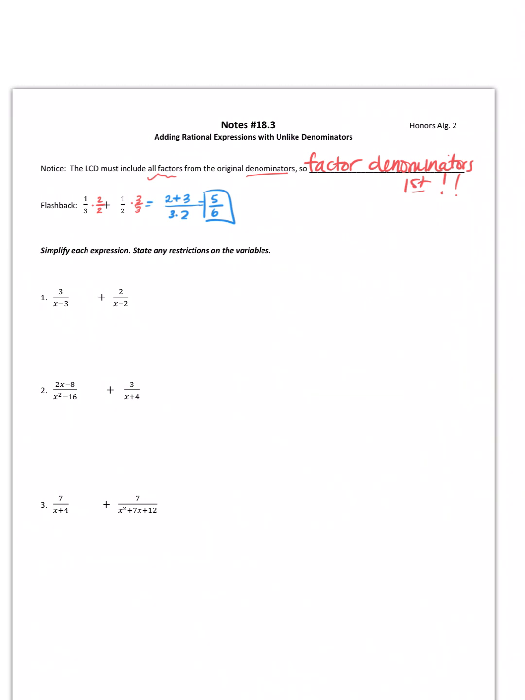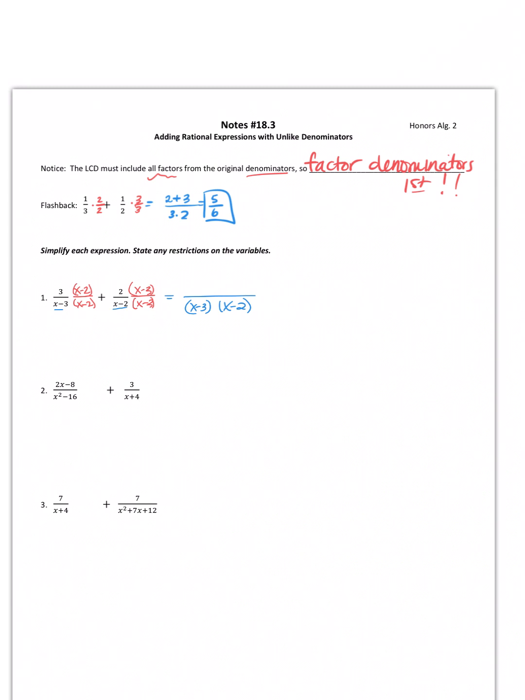However, the denominators are going to be expressions, not just a number, and expressions with a variable. So look at your directions. It says simplify each expression, state any restrictions on the variables. So let's look at this. So notice the different denominators, x minus 3, x minus 2. So my least common denominator will be x minus 3 times x minus 2. And just like before, I need to go back to each one of these and figure out what I need to multiply by. Well, this one needs to be multiplied by x minus 2. This back one needs to be multiplied by x minus 3 for the denominators to match.